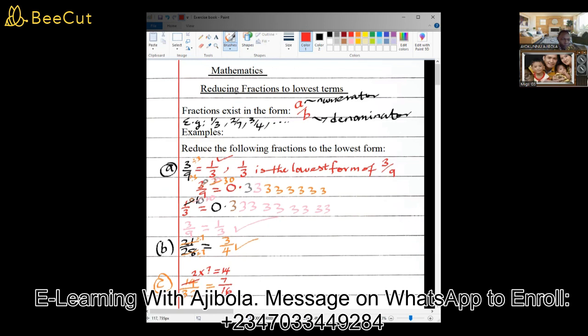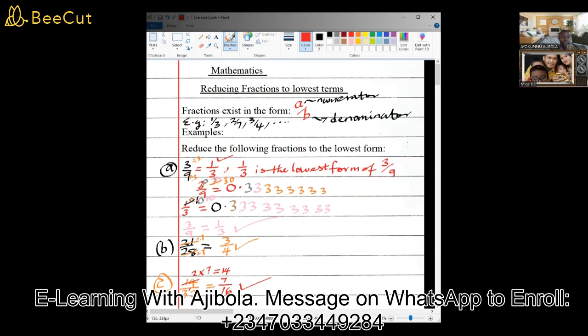Because if you say, how many 2 is in 3? That's 1, remainder 1. How many 2 is in 12? That's 6. Is this clear now? So that's where I got 7 over 16. Now 7 over 16 is the answer. So with this, we can say that it is the lowest form. Is that clear?